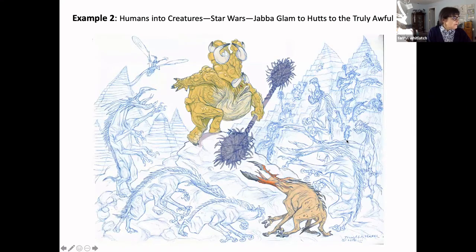Here are some more designs from that coloring book. And these are predatory animals inspired by hyenas and other interesting animals.